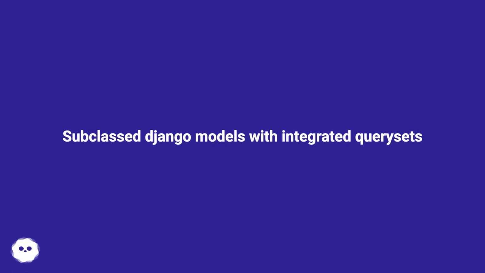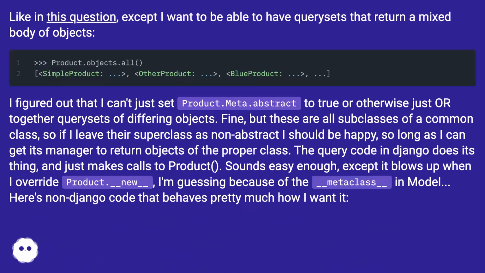Subclass Django models with integrated query sets. Like in this question, except I want to be able to have query sets that return a mixed body of objects.